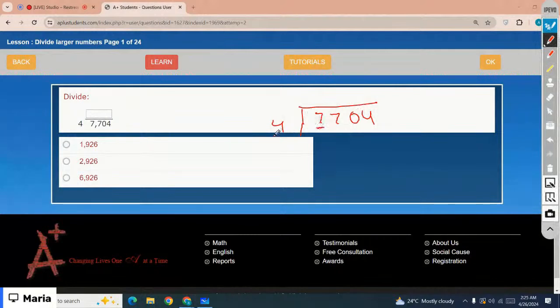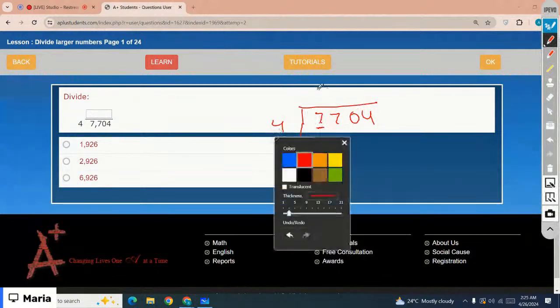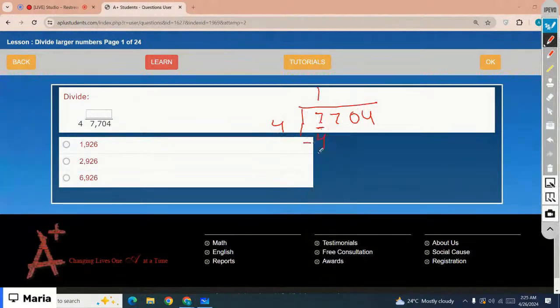7. 7 is greater than 4. That means you can divide, right? So you can go for 4 times 1 is 4. Subtract. 7 minus 4 is 3. Bring the next digit down.